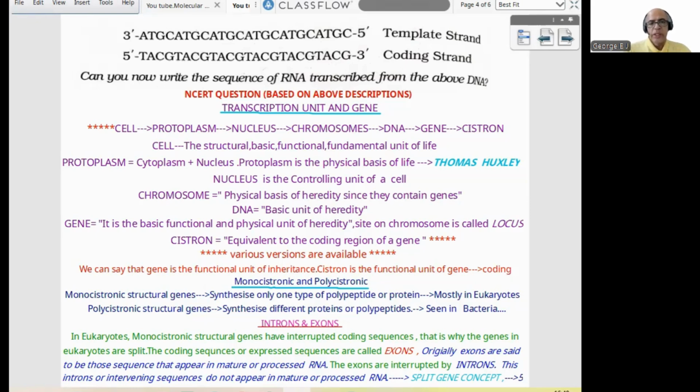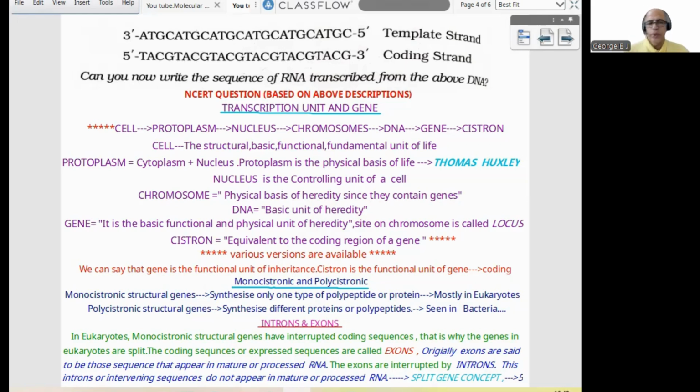Polycistronic structural genes synthesize different proteins or polypeptides, seen in bacteria-like organisms. Like the lac operon concept, we'll be learning it. That is the difference between monocistronic and polycistronic. Monocistronic is mostly in eukaryotic organisms, polycistronic mainly in bacteria. I think the idea is clear to all of you.